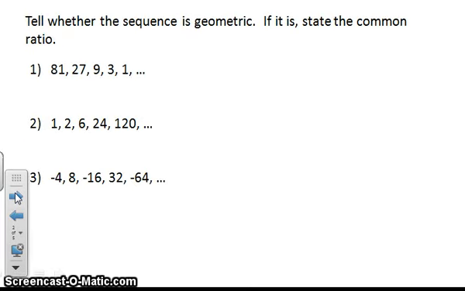Alright. Tell whether the sequence is geometric. If it is, state the common ratio. I'll give you a second to write that down. Thank you. So, I just asked for a number that I can multiply each term with to get the next term, and I had a student that volunteered in problem number 3. We can multiply by -2 to get each new term. So the answer to problem 3 is yes, it is a geometric sequence, and the common ratio is -2.